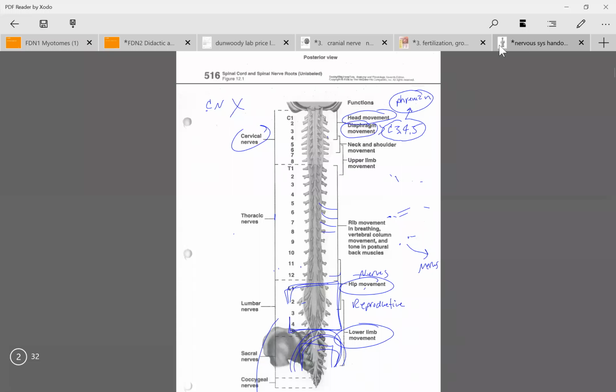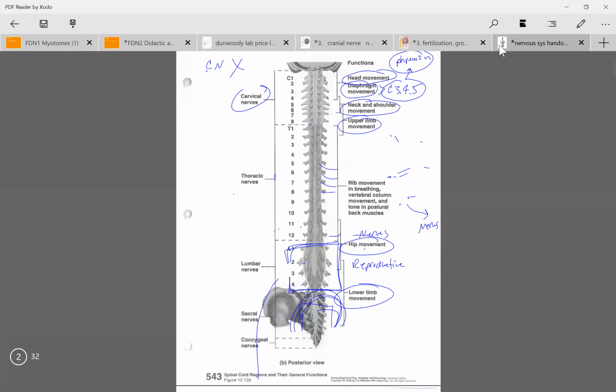Okay, C3, C4, C5 keeps the diaphragm alive. Neck movement, shoulder movement, upper limb movement. Okay, that is a cervical nerve root, cervical spine function.